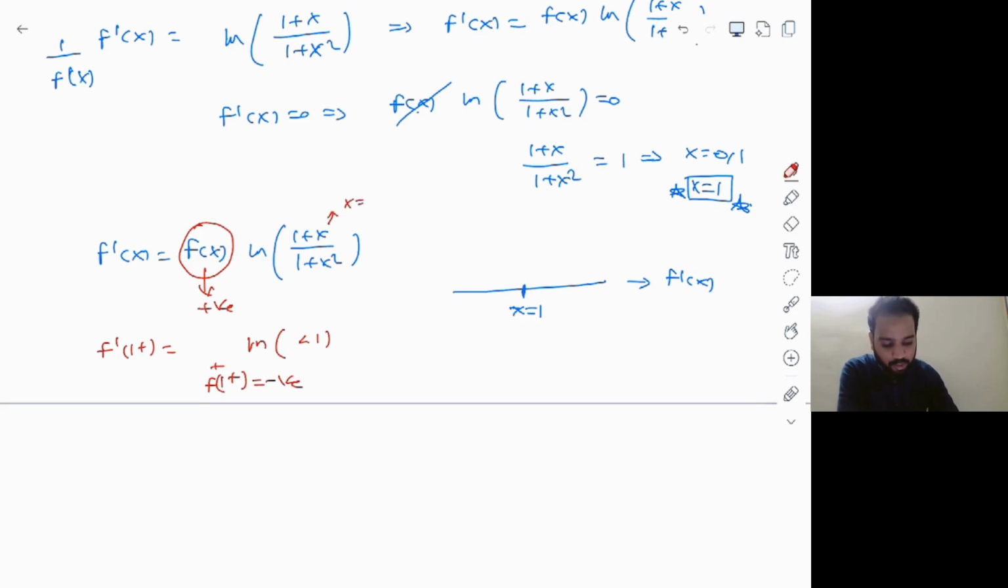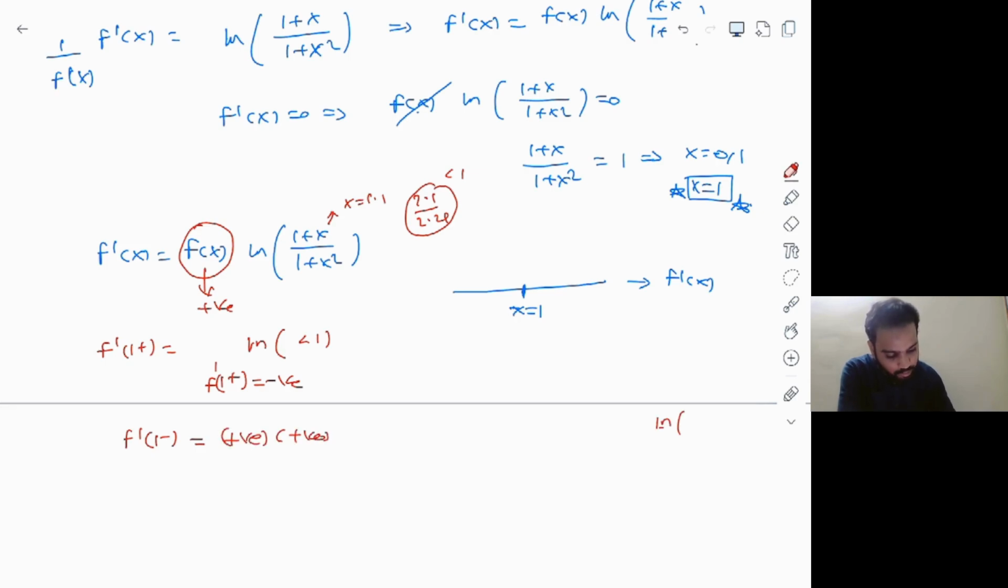Like what I'm saying is, if you put x equal to 1.1, what do you get? You get 2.1 divided by 2.21, which is a value slightly less than 1, right? So clearly ln of a value slightly less than 1 is negative. So that makes f dash of 1 plus a negative value here. Okay. And in a similar way, if you try to put f dash of 1 minus here, let's say you are putting x equal to 0.9. What do you get? 1.9 divided by 1.81, which is greater than 1, right? And that is the reason you are going to get this log function as a positive value there. I hope it is clear.